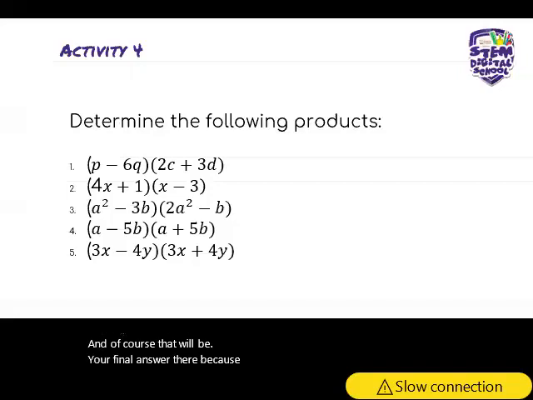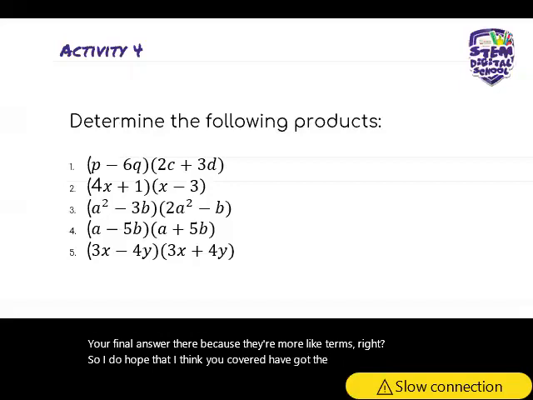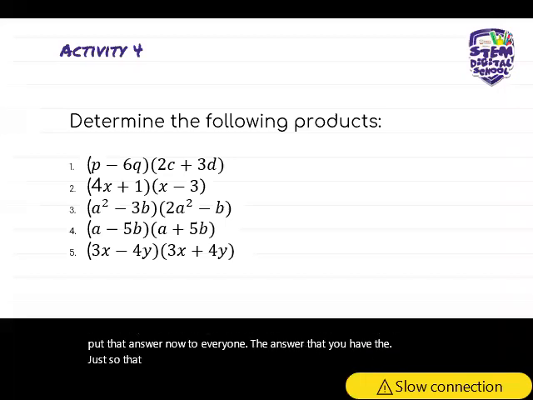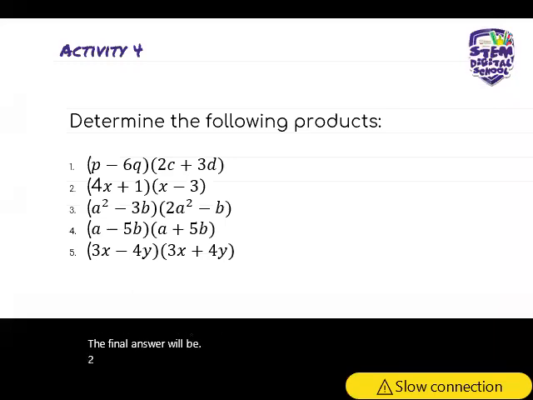All right. So I think Unkabetse has got the answer there. Unkabetse, if you can just put that answer now to everyone, just so that everybody can see it. The final answer will be 2CP plus 3GP minus 12CQ minus 18DQ. So that will be your answer now.